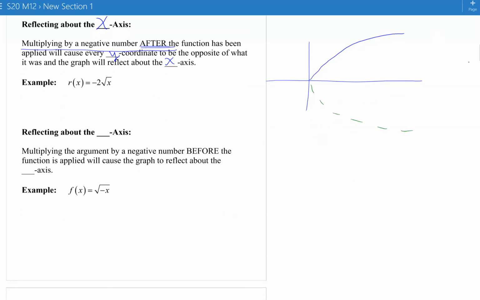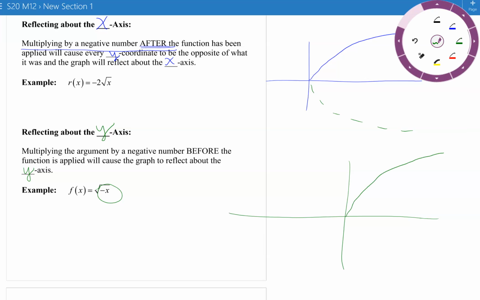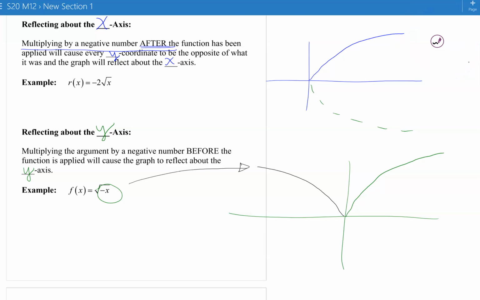Then we have reflecting about the y-axis, and if you multiply the argument, what's inside the function, before the function happens, you multiply by a negative number, that causes reflection about the y-axis. It's harder to find good examples of this, but let me go ahead and use the square root example again. If I have the square root of x and then I apply the negative before doing the square root, then hopefully you can see that you need to put negative numbers into the function now, and so it has the effect of reflecting the graph about the y-axis.